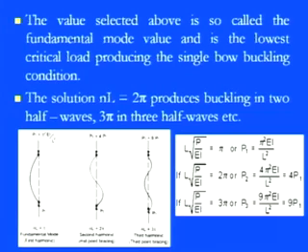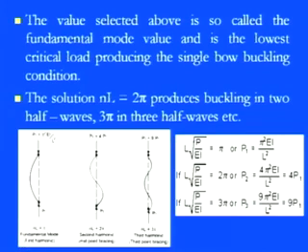Now comparing those terms, we know that NL equals pi in the first condition, and we need to replace: L into the square root of P over EI is pi, so we have P1, which is pi square EI by L square.